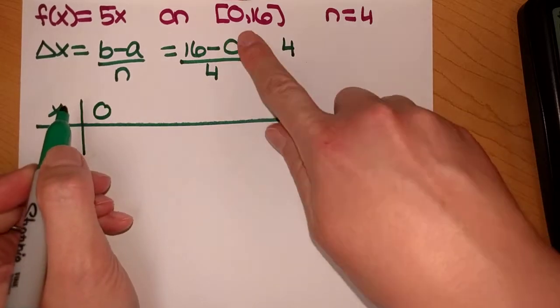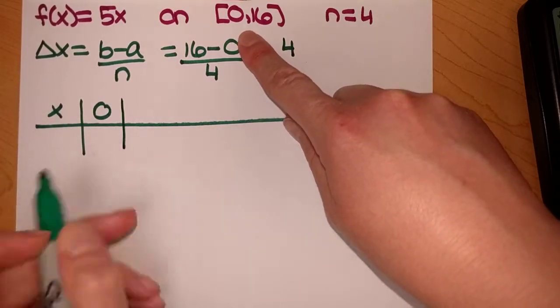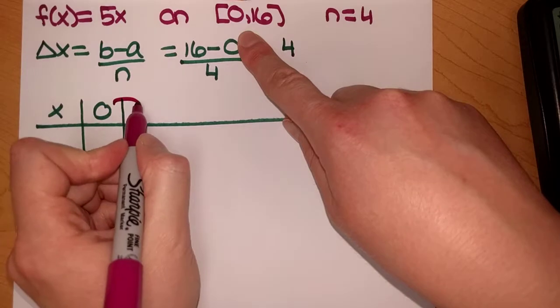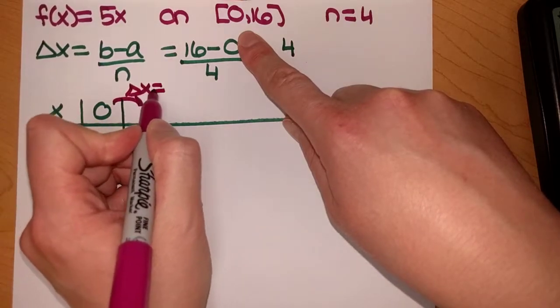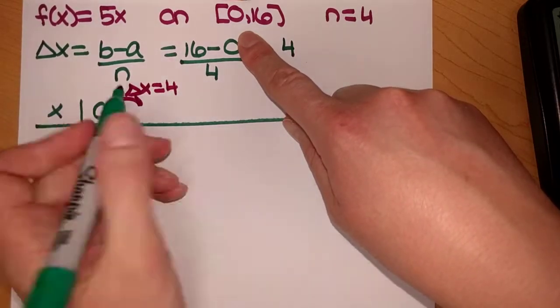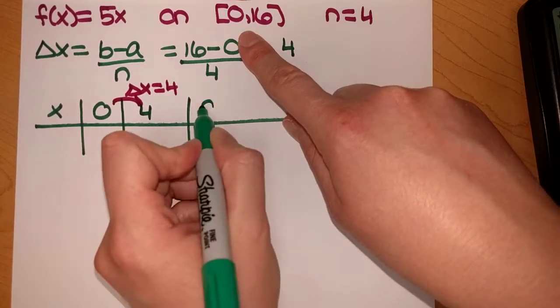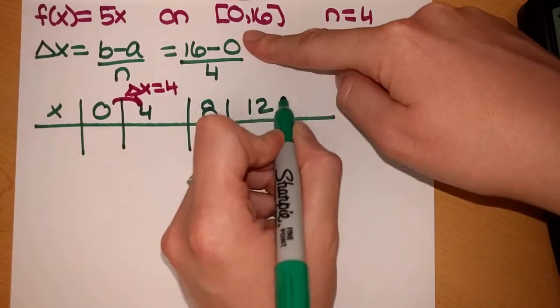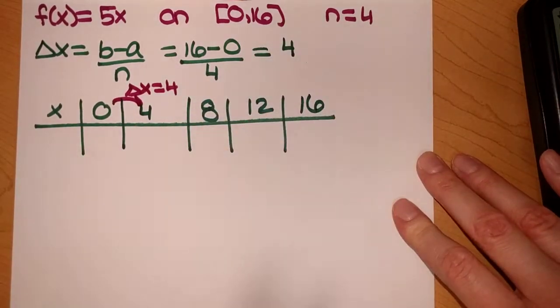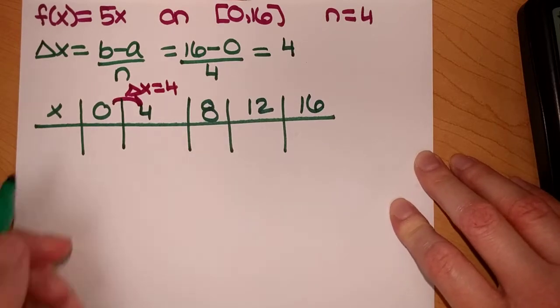So I'm starting at 0, left endpoint is first, and then to get to my next endpoint, I am going to add delta x, which is equal to 4. So that is going to give us 4. Add another delta x, we get 8. Add another delta x, get 12. Add the final delta x, and we get 16.